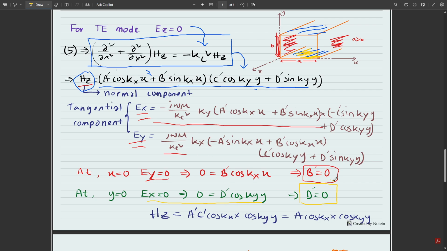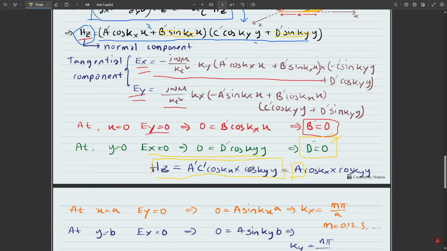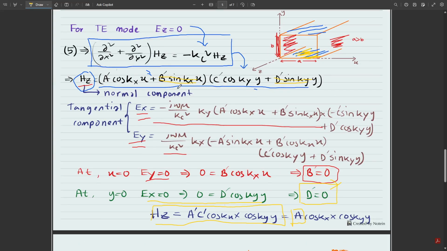So we'll put b equals 0, d equals 0 in our first condition, this one. Okay, so this one becomes 0, this one nullifies, and this one also nullifies. So we'll just get Hz equals A cos kx x into C prime cos ky y. To simplify our equation, we can combine A prime and C prime and write this as A. Okay, so now we'll use our other initial conditions. Let me just erase these parts.